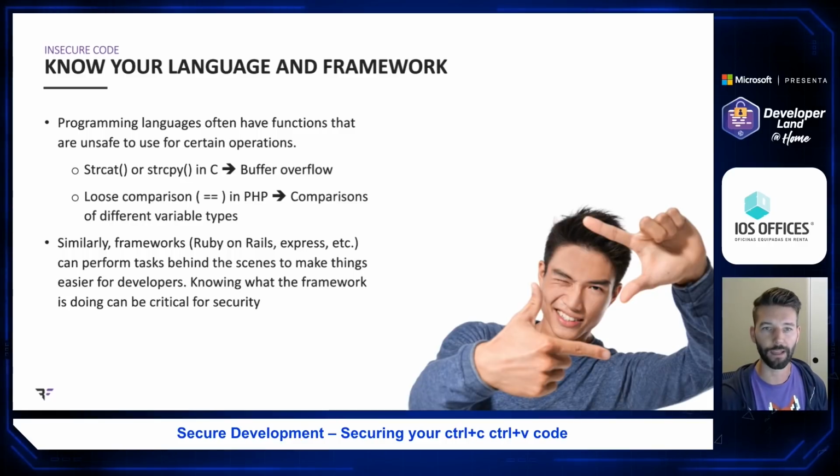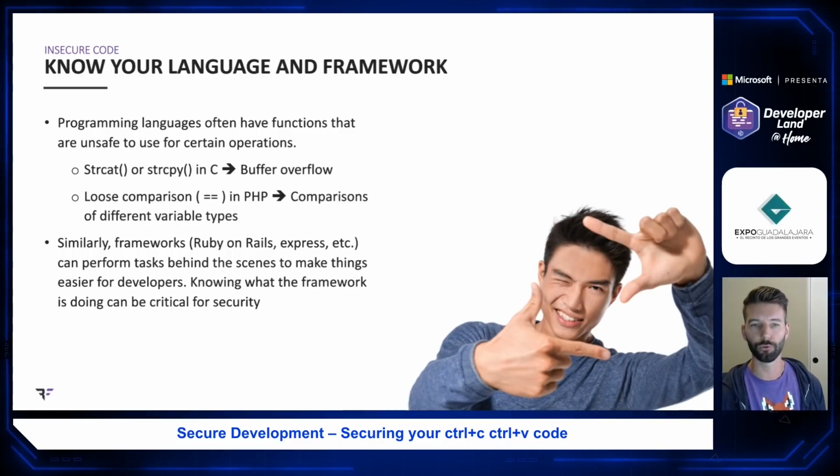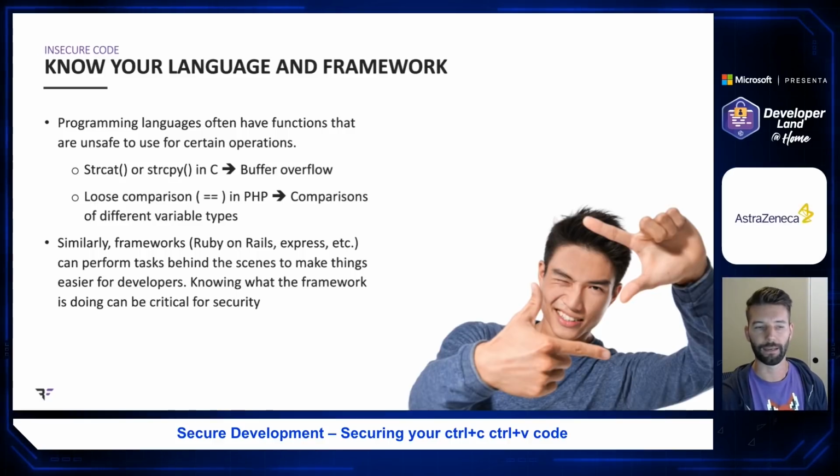Similarly, if you're coding in PHP, there's a difference between a loose comparison operator and a strict comparison operator, and using the wrong one can potentially lead to what is known as a type juggling vulnerability. So it's really important that you know the nuances of the programming language you're working with, because otherwise it's very easy to introduce unintended vulnerabilities.